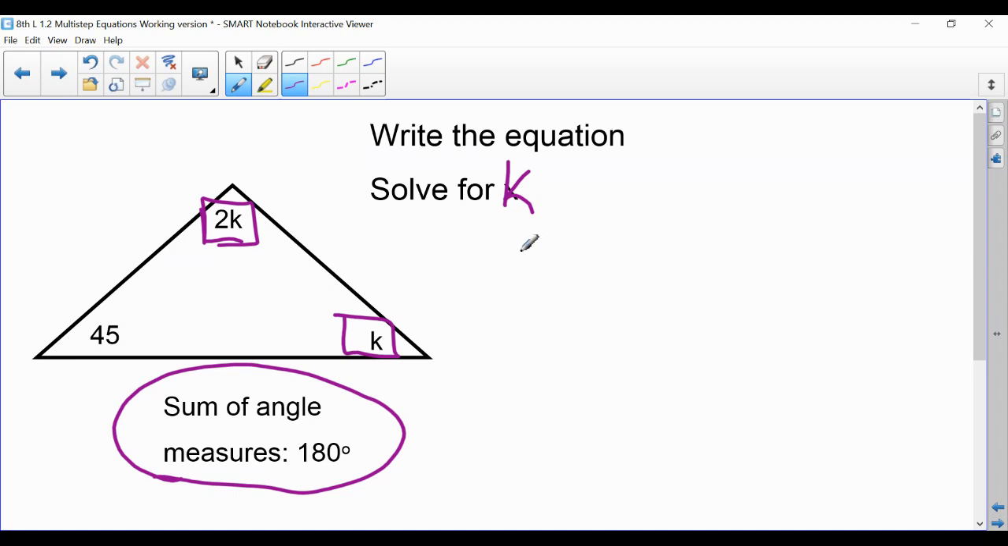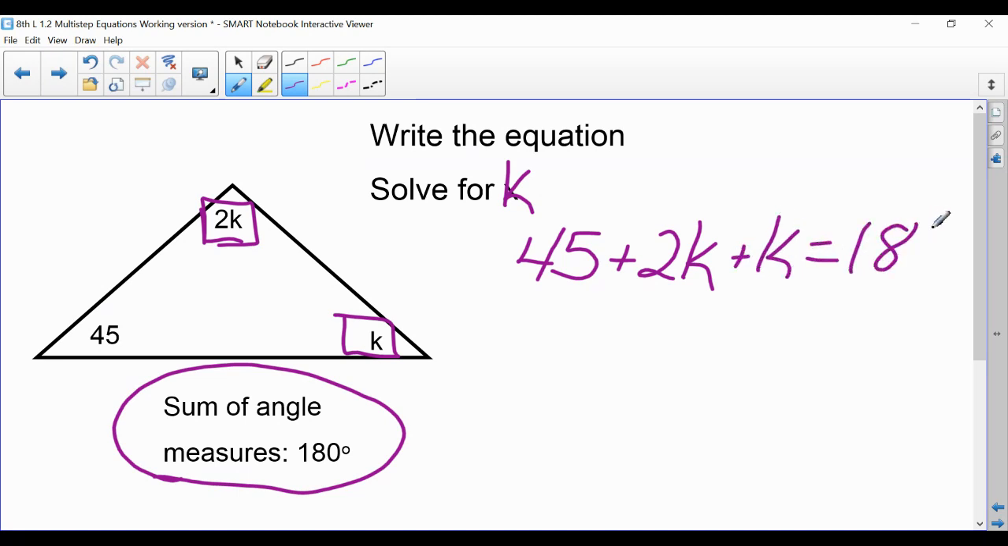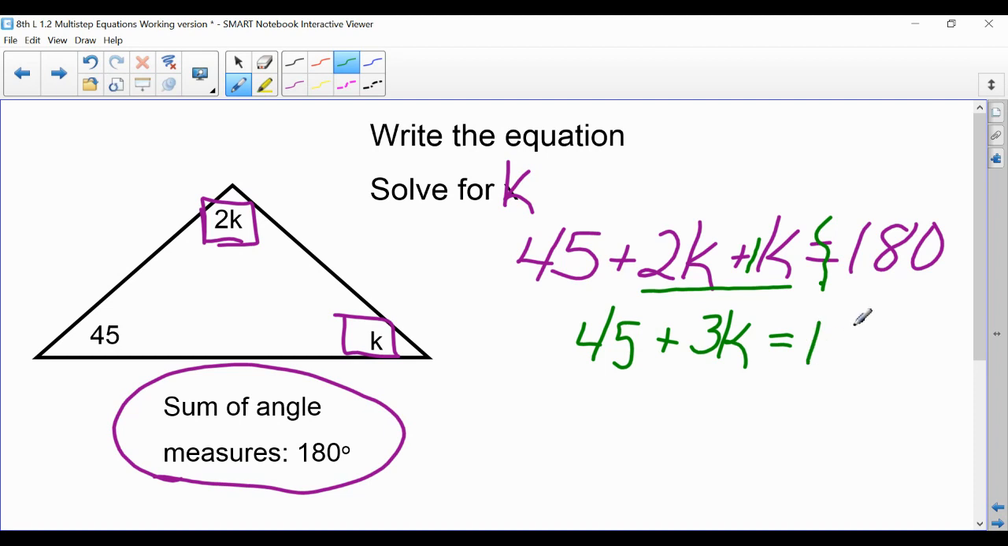We have angle 1, which is 45. We have angle 2, which is 2k. And we have angle 3, which is k. And they're all going to equal 180 degrees. So if we combine like terms on this side of the equal sign, we have k plus 2k. K is like 1k plus 2k. We have 3k plus the 45 over here. And that all equals 180 degrees.